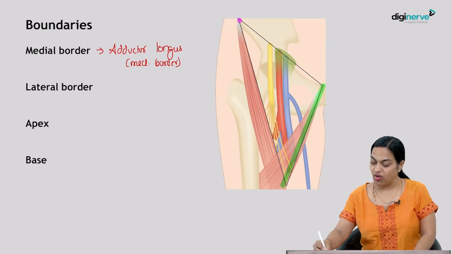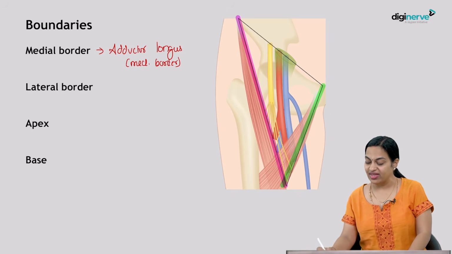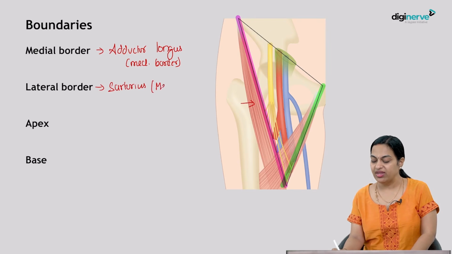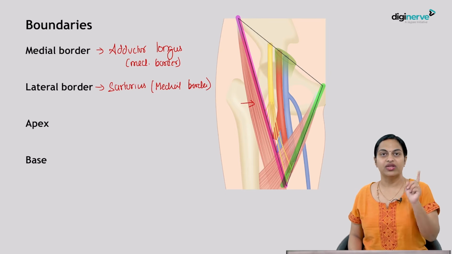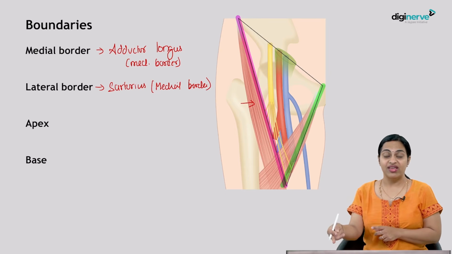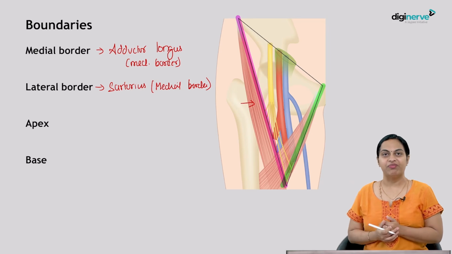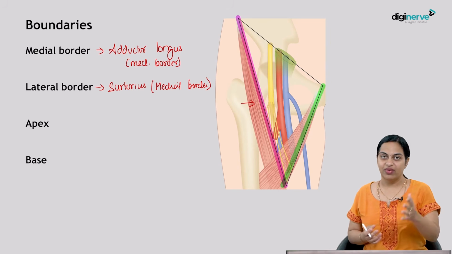Coming to the lateral border, it is formed by the longest muscle in the body, sartorius. The medial border of sartorius forms the lateral boundary of this femoral triangle. Sartorius is the longest muscle, okay? It arises from the anterosuperior iliac spine and goes all the way down to the tibia. It is related to the hip joint as well as the knee joint, and is innervated by the femoral nerve.